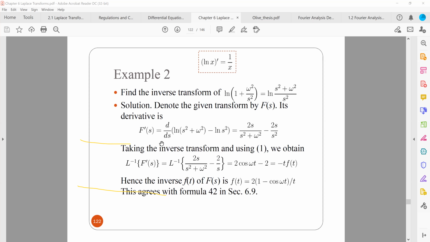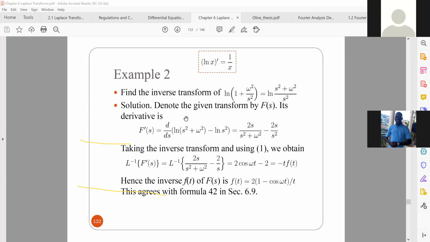Okay, so if our F(s) is this, then we find the derivative of it in order to get rid of the natural log, and we put it in this form, okay? And we find the Laplace inverse of that, it will give us minus t times f(t). From the rule that we looked at, which was that the derivative of F(s) is the same as the Laplace transform of this, okay? So which means that the inverse transform of this derivative will be minus t times f(t). That's what we are doing here.